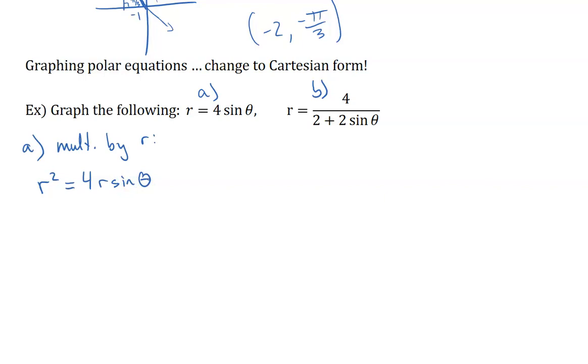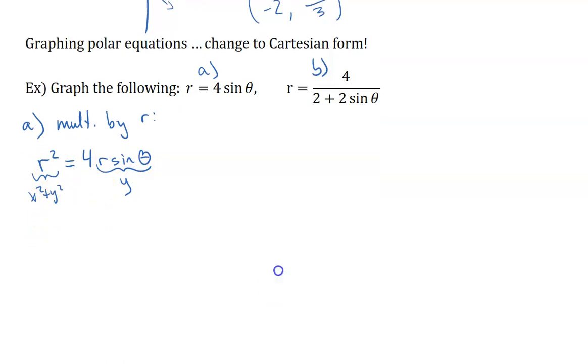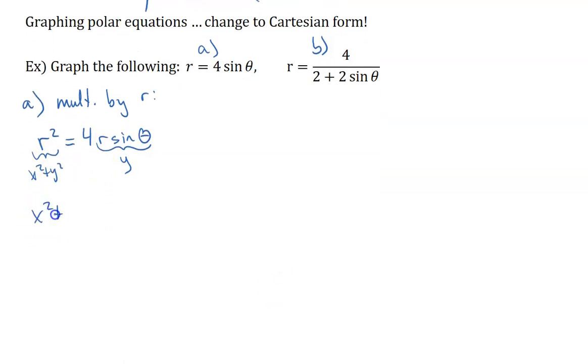Now the reason that I would want to do this is because I know from my identities that r sine theta is the same thing as y, and that r squared is the same thing as x squared plus y squared. So now I can replace both sides of this equation with an expression in terms of x and y, which gives me x squared plus y squared equals 4, that's just a coefficient, y. To graph this, now I need to figure out what kind of equation it is. Well, I've got an x squared and a y squared, both with a coefficient of positive 1, so this is going to be a circle, and we're going to complete the square.